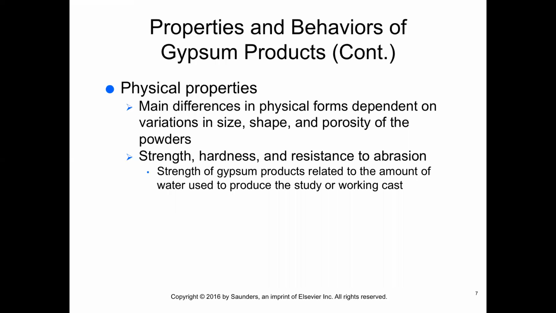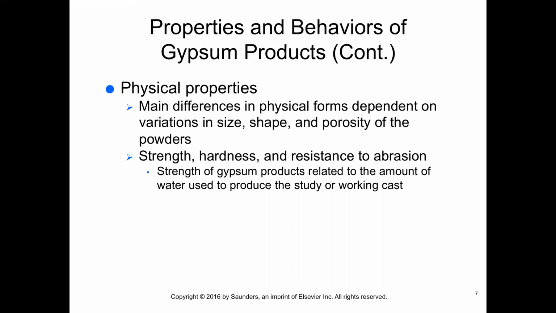Gypsum is manufactured as a plaster, stone, and high-strength stone. The main difference in physical forms depend on the variations in size, shape, and porosity of the powders. The larger, more irregular and porous the particles of powder, the weaker and less resistant to abrasion the final product becomes. Factors that affect the strength of gypsum products also affect their hardness.